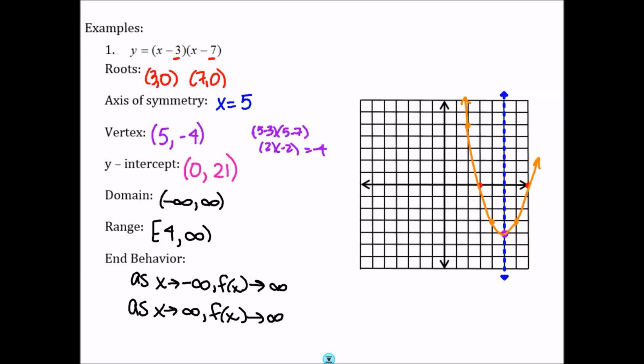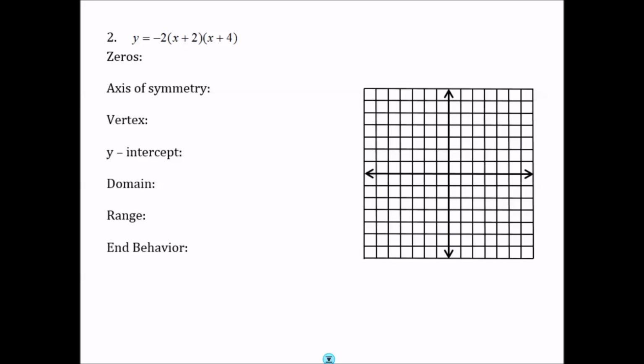Let's look at another example. So we have the equation y equals negative 2 times x plus 2 times x plus 4. Since in our original equation we had x minus p and x minus q, we're going to have to change the signs to get our zeros, or our roots, or our x-intercepts, or solutions, just like we did in vertex form with h. So our zeros are going to be (-2, 0) and (-4, 0). So I can go ahead and graph those.